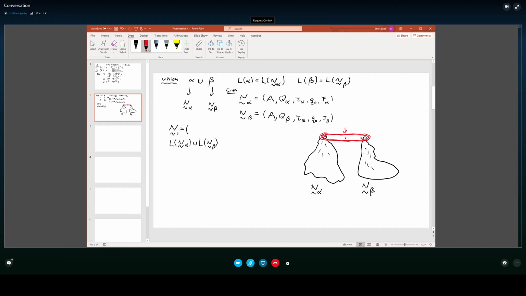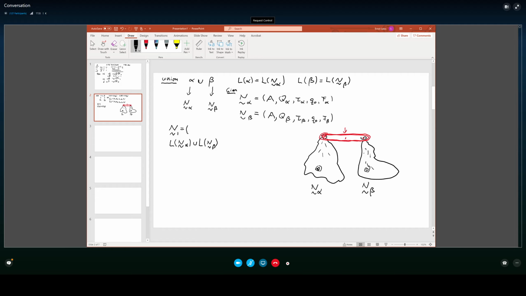It will accept everything that N sub alpha accepts, because it contains that initial state, and then whatever path there is to a final state is going to be a path in that new union automaton. And the same holds for the second automaton, N sub beta, because we can start in that new initial state, and we can take the transitions that take us into N sub beta.